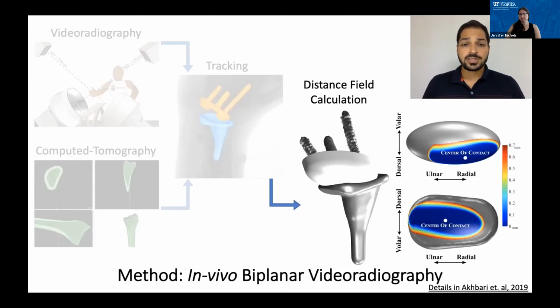Then we used distance field calculations for each of the components to evaluate the contact point and regions between the components. Our sensitivity threshold was 0.4 millimeter for detecting the center of contact. On the right, you can see this region of contact color-coded, and the center of contact was calculated as the weighted average of this region.